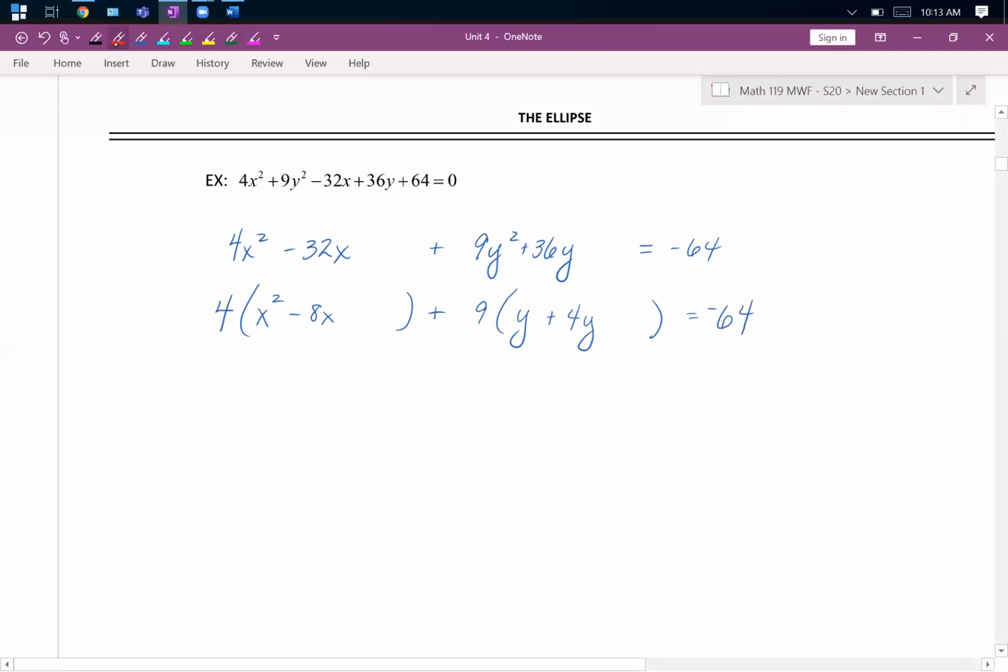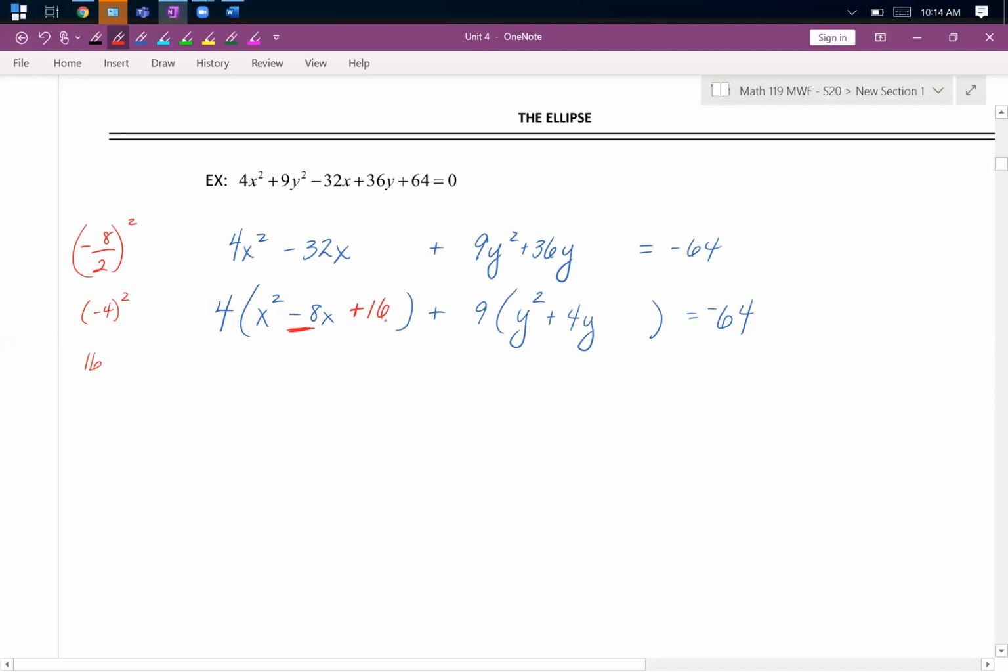In the parentheses after the 9, it should be y squared. Oh, yes, thank you. Anybody else? All right, well, let's complete the square like normal. I'm going to start by grabbing the b value for x. I'm going to take b, divide it by 2, and square it. We get 16. So we're going to add 16 to make a perfect square trinomial.